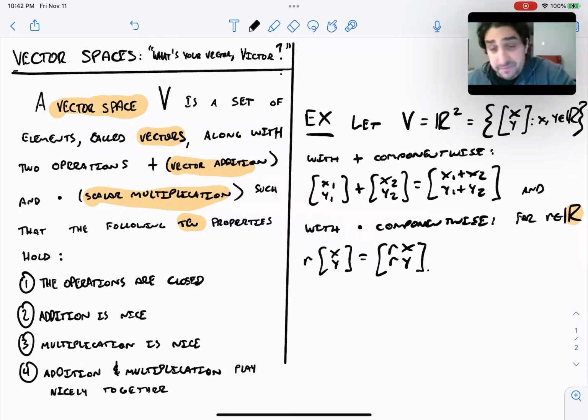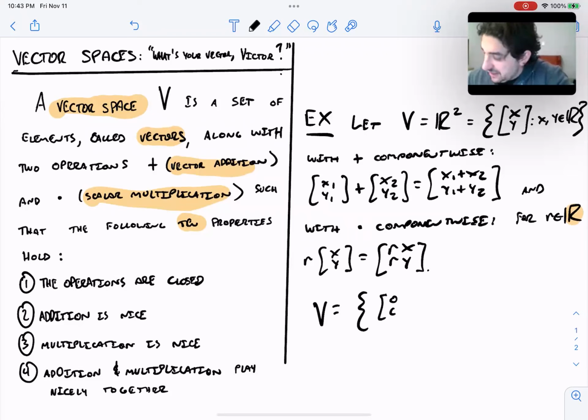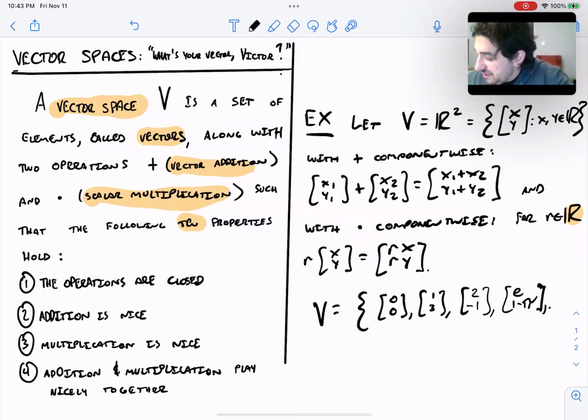So let's look at these properties. All I've done here is define what V is. V contains anything that's a pair of real numbers. So (0, 0), (1, 3), (2, -1), (e, 1 minus pi). These are all elements of V. It just looks like pairs of real numbers.